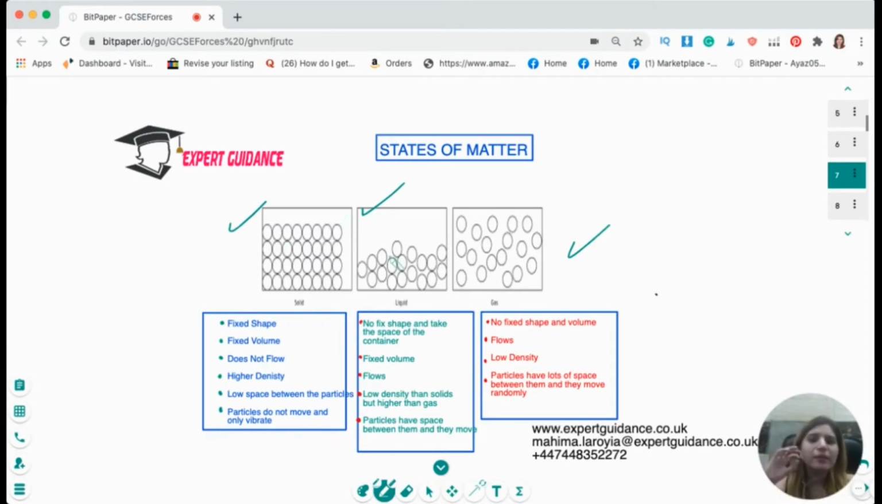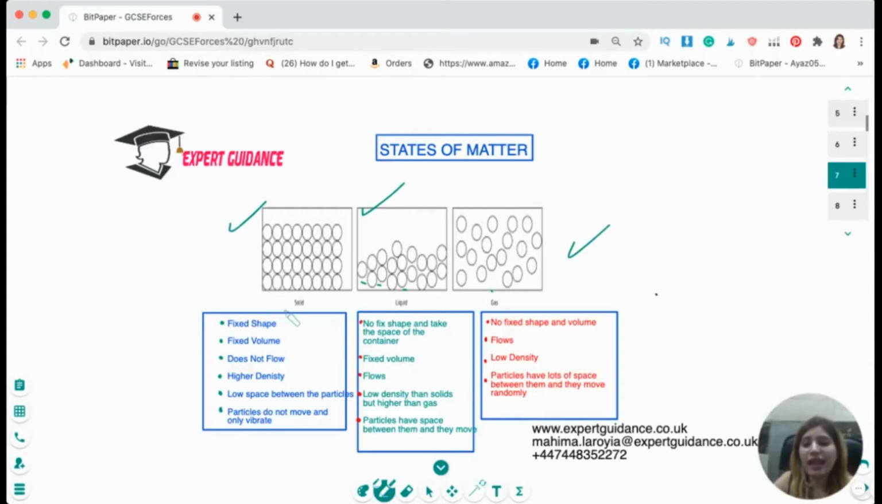In the liquid, the particles are at a little distance. So you can see the spaces between the particles is a little greater than the solid, but not as much as that of the gas. And in gases, the particles are far away from each other. So on the basis of this particle model, each of solids, liquids, and gases has different properties. You have to remember these properties.